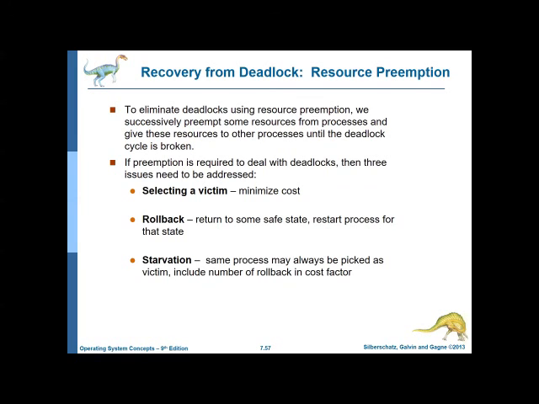There are three issues. Even though you do this preemption, it's required to deal with deadlocks, but three issues need to be addressed for this case.